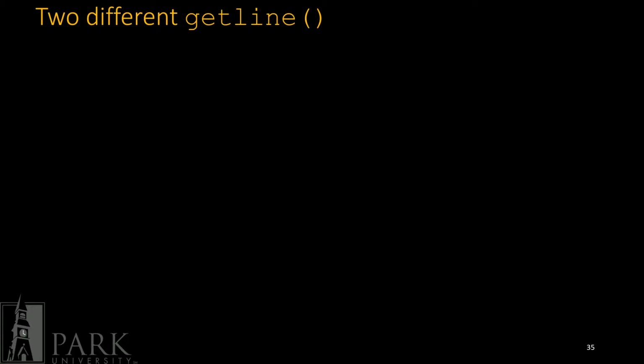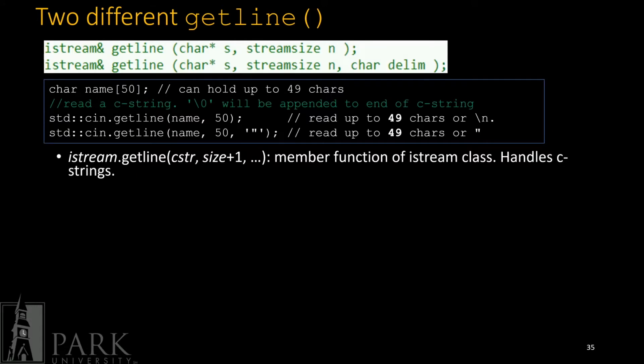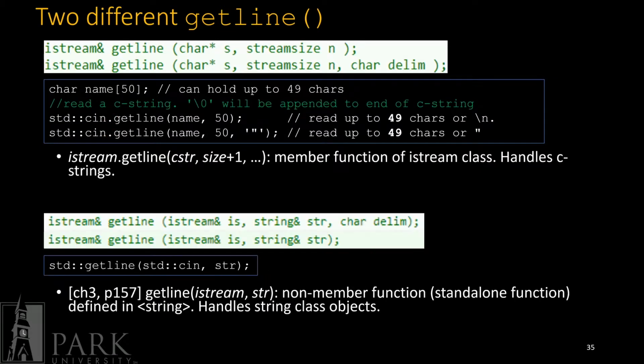So things can get pretty confusing, but you have to remember that there's two different getline functions, and so we need to be clear to try to clear up some of this confusion, right? There's the function that we just talked about, the member function of the istream class that works with C strings, right? We are calling it using the input stream object, the istream object, okay? But additionally, there's also the getline non-member function defined in the string header file, and it works with string parameters, not C strings.